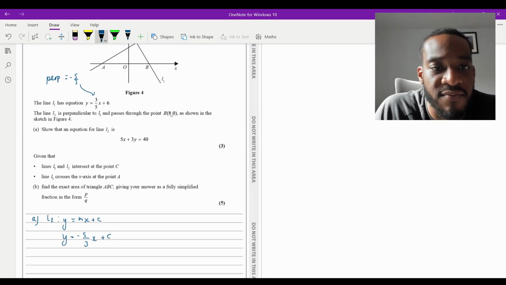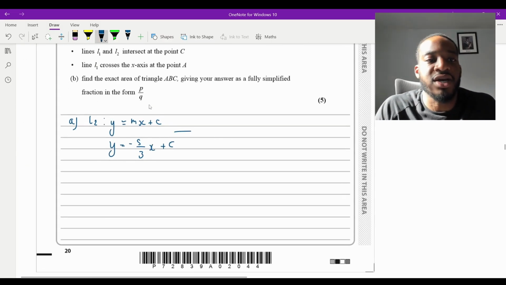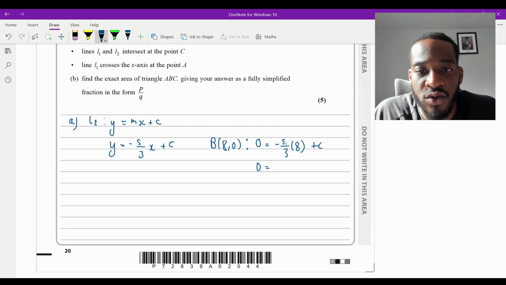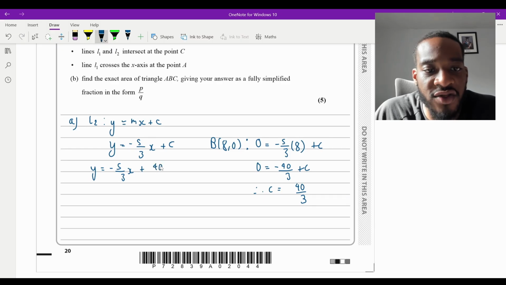And we also know the point B passes through this line that we're looking for, which is (8, 0). So we could just punch that in, can't we? If I punch that in there, it's going to be 0 will equal minus 5 over 3 times x, which is 8, plus C. And it's going to be 0 is equal to 5 times 8 is 40, negative 40 over 3, plus C. So therefore, C is equal to 40/3. Okay, meaning that our equation is y is equal to minus 5 over 3x plus 40 over 3.